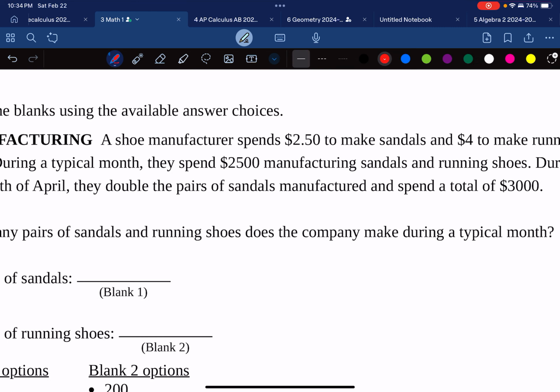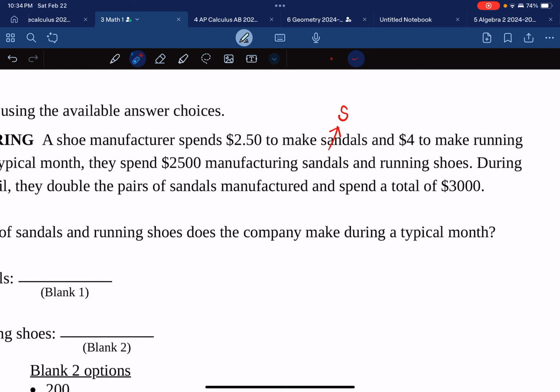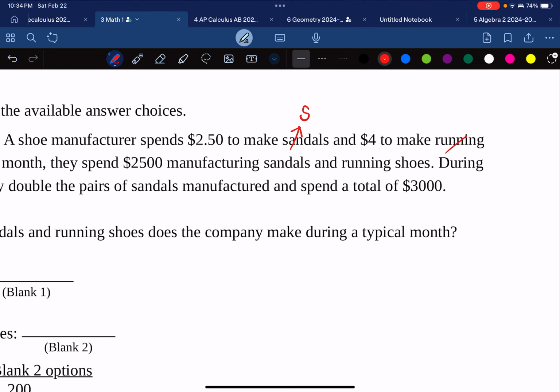I'm gonna say sandals is the variable S. Hopefully my S's are curvaceous enough to not be confused for my very sharp angular 5s here. And I'm definitely gonna be doing running shoes are gonna be R, which can be confusing because S might be for shoes for the running shoes, but hopefully you can keep up with that. Okay, so what do we have so far?